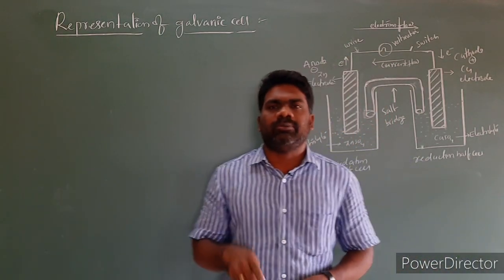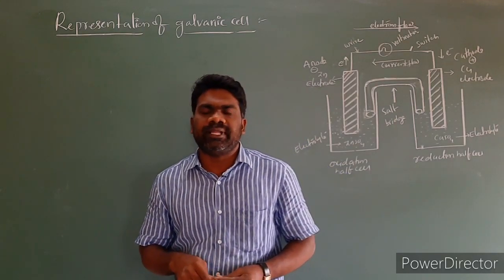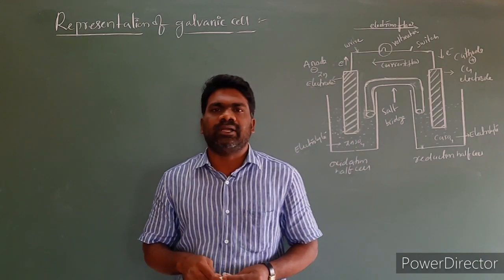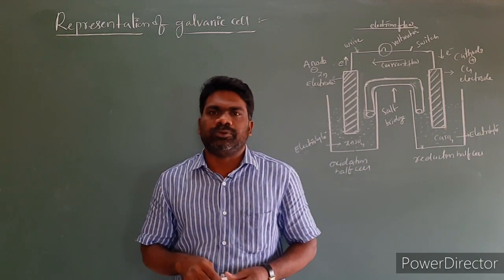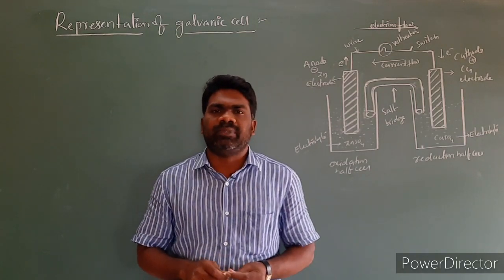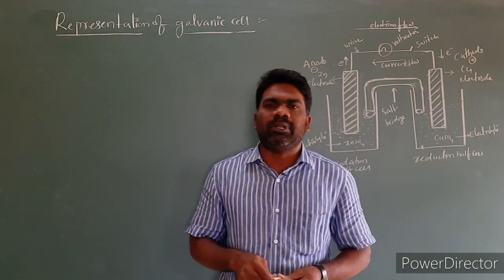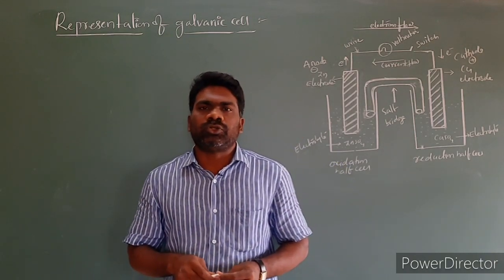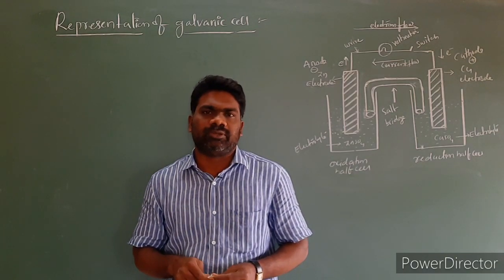Point number 1: a galvanic cell is represented by writing the anode on the left hand side and the cathode on the right hand side. Point number 2: the galvanic cell is represented by putting a vertical line between electrode and electrolyte, and a double vertical line between the two electrolytes connected by a salt bridge.